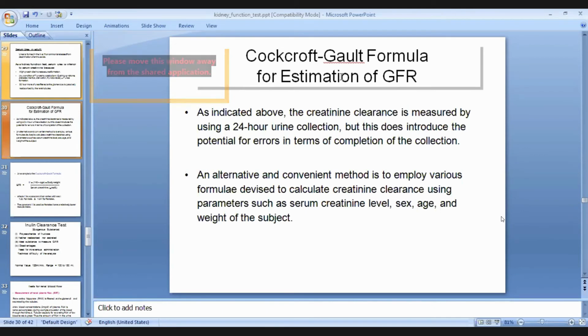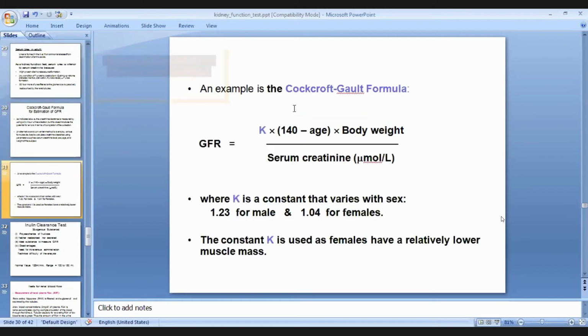Okay, that will be called the estimated GFR. How is this formula calculated? Actually, it may not be measured GFR, but it is estimated GFR. The formula is K into (140 minus age) into body weight, divided by serum creatinine level in micromole per liter. Okay, so this is the formula.